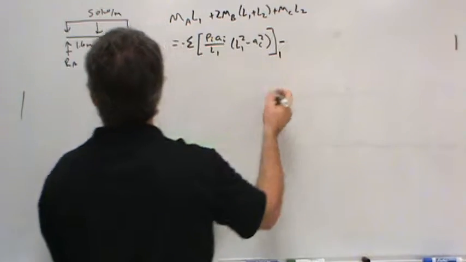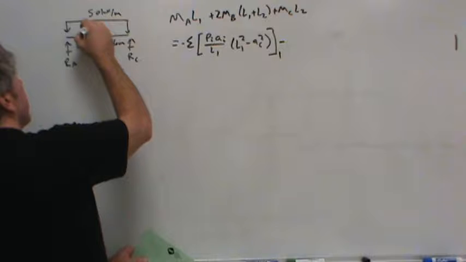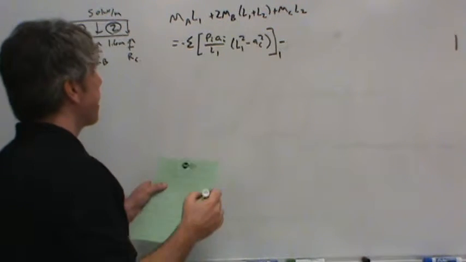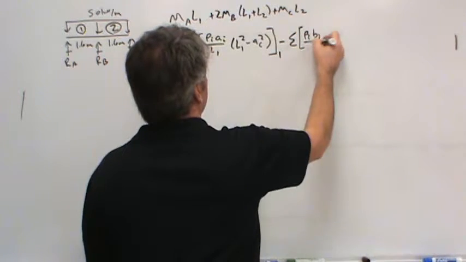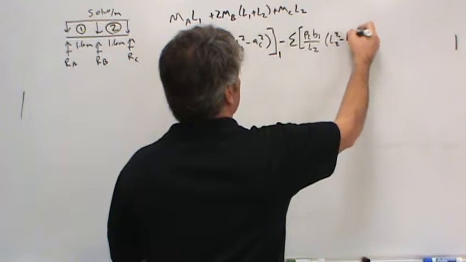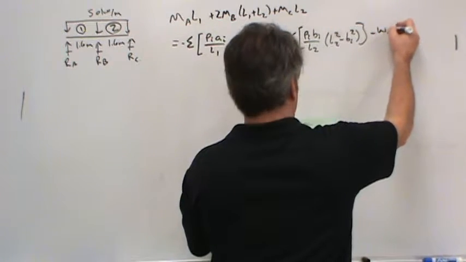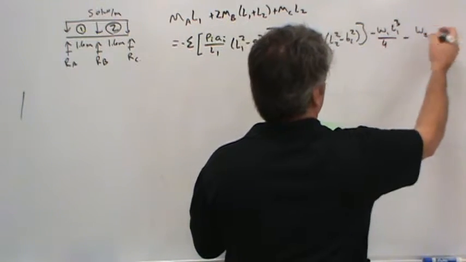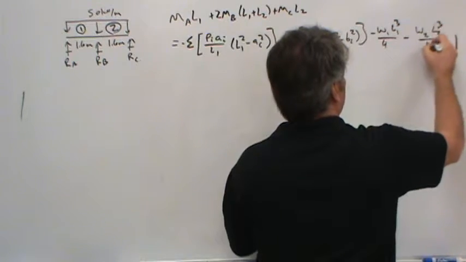It's for segment 1. And where's segment 1? Well, here's segment 1 from A to B. I guess I'll put a 1 inside there. And here's segment 2 from B to C. Okay? So minus summation Pi Bi over L2 multiplied by L2 squared minus Bi squared quantity in bracket. And finally, minus the distributed load in section 1, L1 cubed divided by 4, minus the distributed load in section 2, L2 cubed over 4.